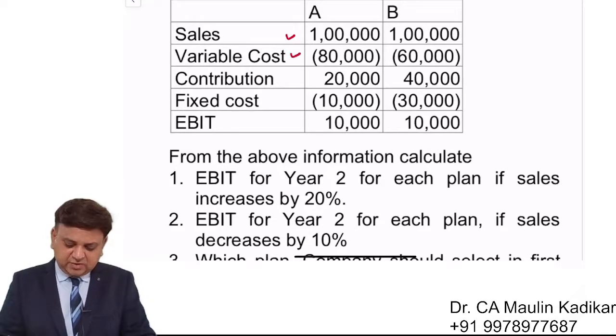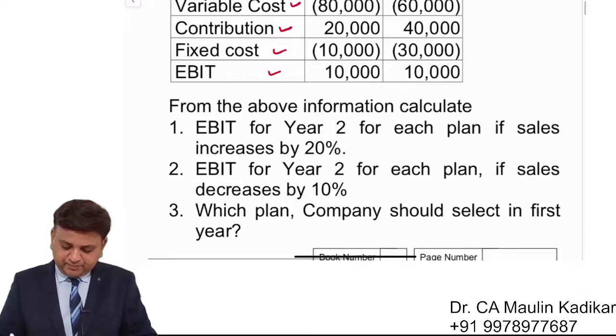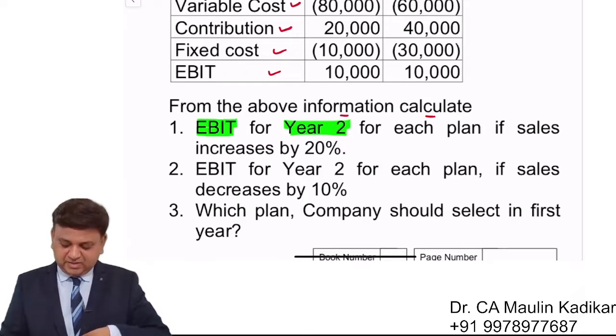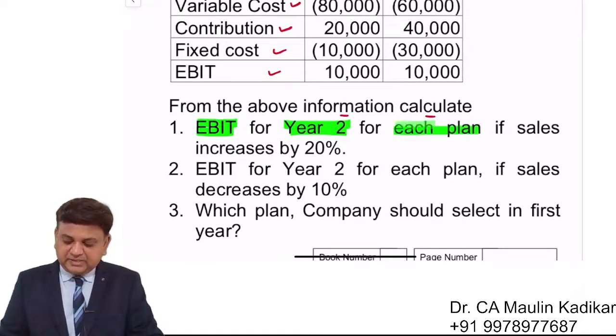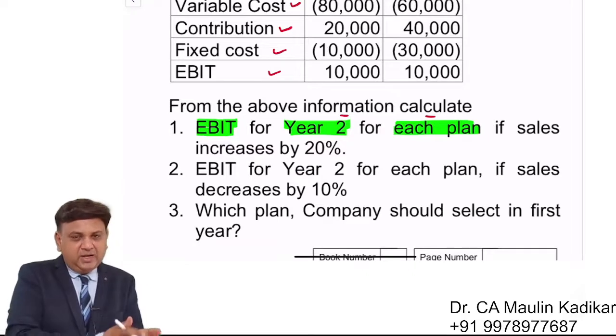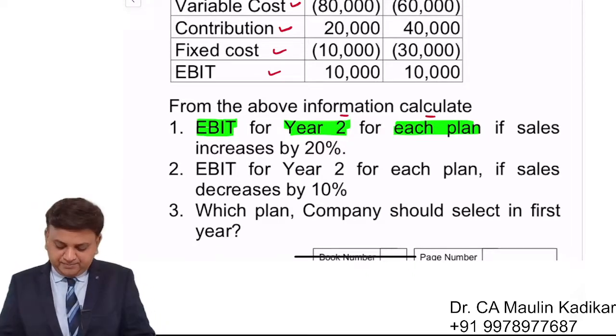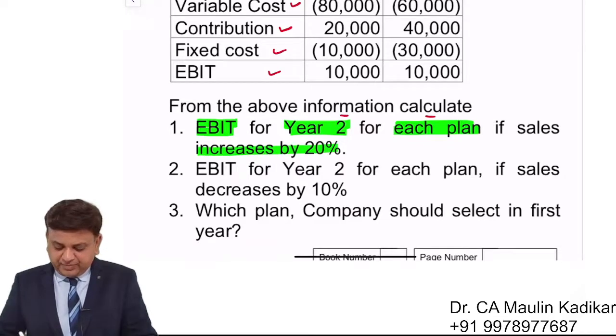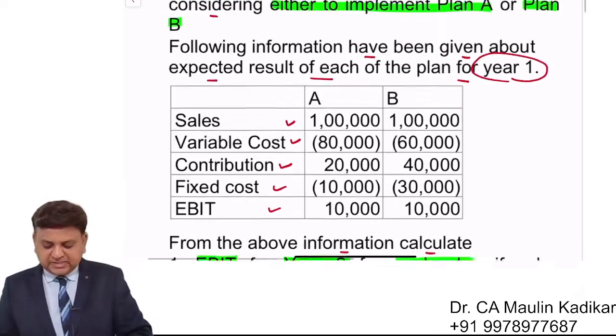Sales is given, variable cost is given, contribution is given, fixed cost is given, operating income is given. From the above information, calculate EBIT. EBIT stands for operating income. For the second year, the first year information is given for each of the plans, means if you would have selected plan A and if you would have selected plan B. If the sales increases by 20%, second question, if the sales decreases by 10%, third question, which plan the company should select in the first year. That is the way the question is there.